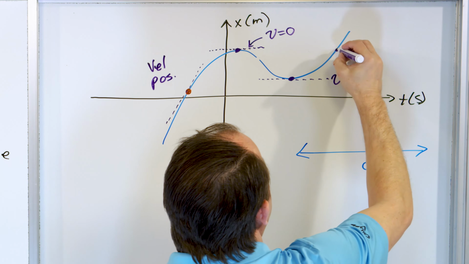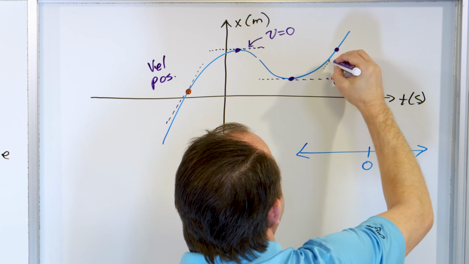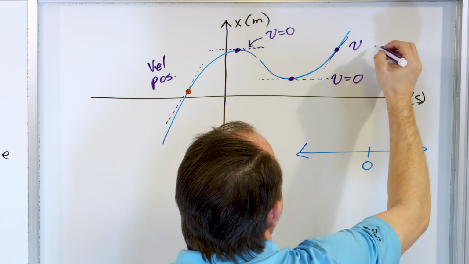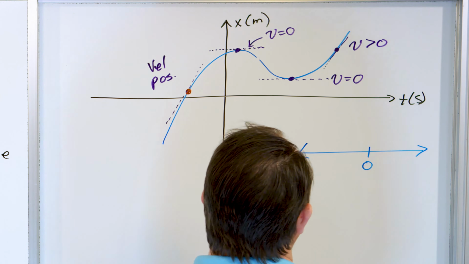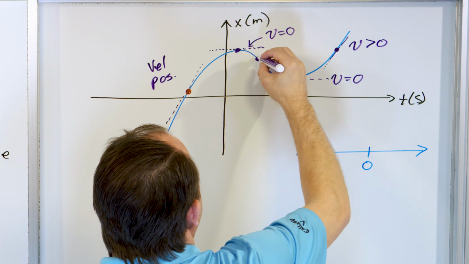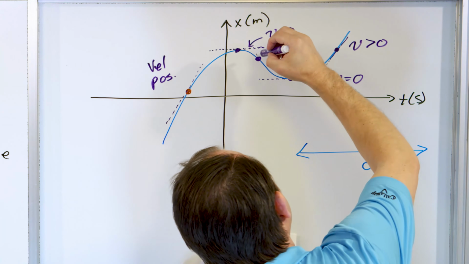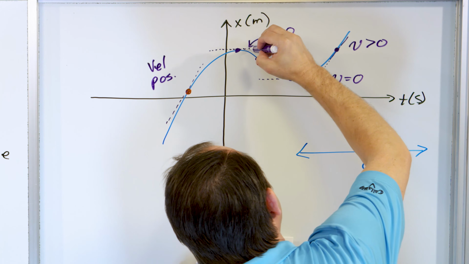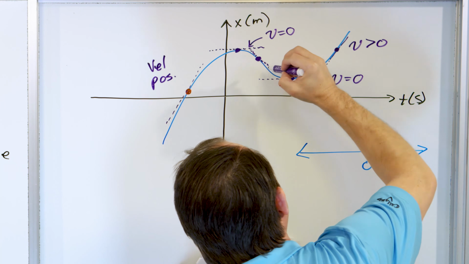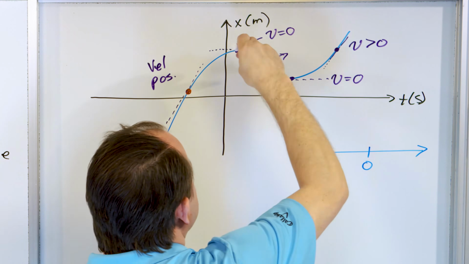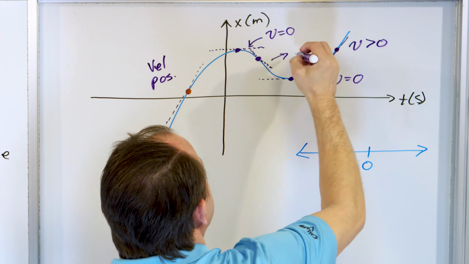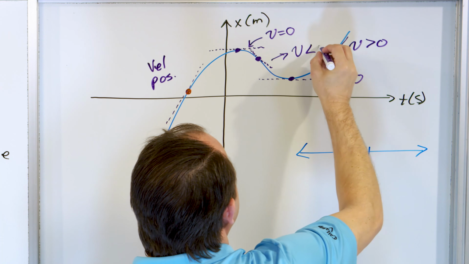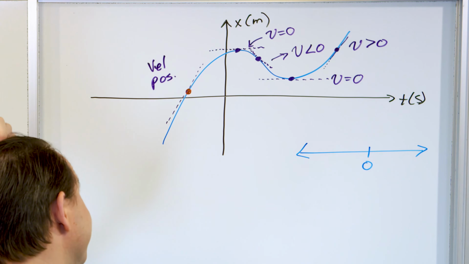Now over here, the slope of the tangent line is again positive, so the velocity is greater than 0, again positive. What is the slope right here? Well, it's hard for me to draw right here without cramping it, but the slope of the tangent line is going to look something like this. So the slope is negative right here. So the velocity here is less than 0. The velocity is negative, right?